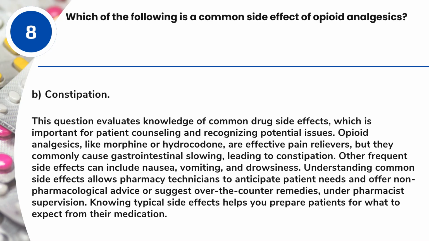Answer: B. Constipation. This question evaluates knowledge of common drug side effects, which is important for patient counseling and recognizing potential issues. Opioid analgesics, like morphine or hydrocodone, are effective pain relievers, but they commonly cause gastrointestinal slowing, leading to constipation. Other frequent side effects can include nausea, vomiting, and drowsiness.